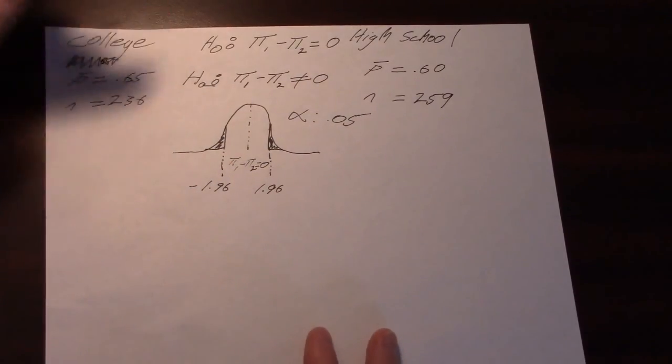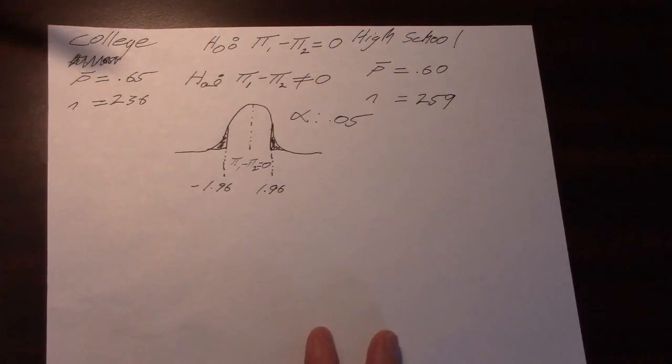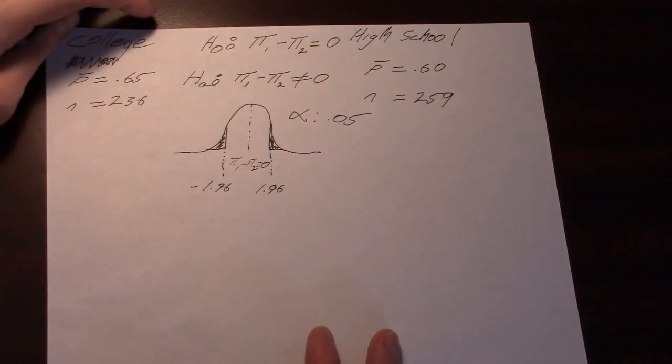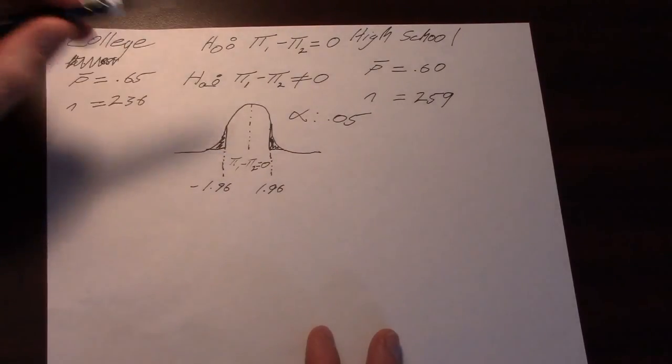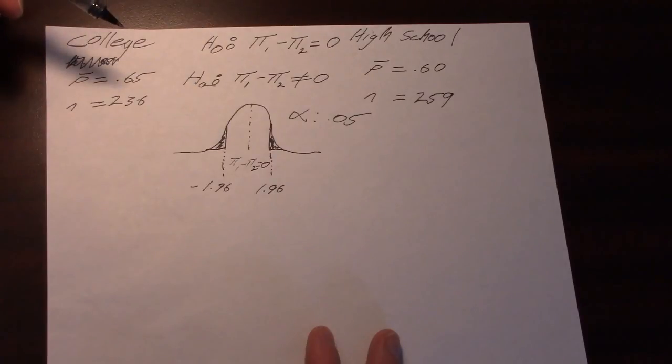Now, it's possible that we could take random samples of these two populations and get numbers that extreme, but that only happens 2.5% of the time. So if that happens in this case, we're going to say we reject the null and we accept the alternative.